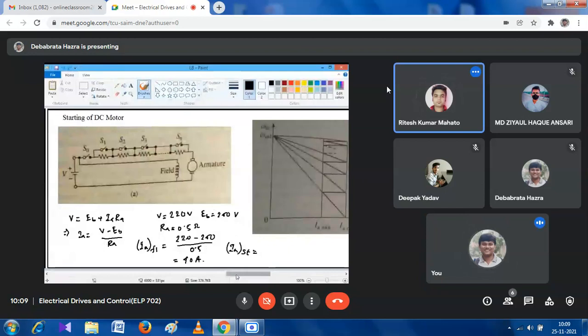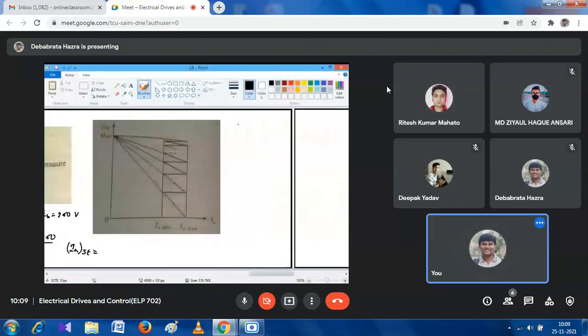Zero, sir. What is the value of EB at the time of starting? Zero. You have given the right answer, but why? Why is EB equal to zero at the time of starting?